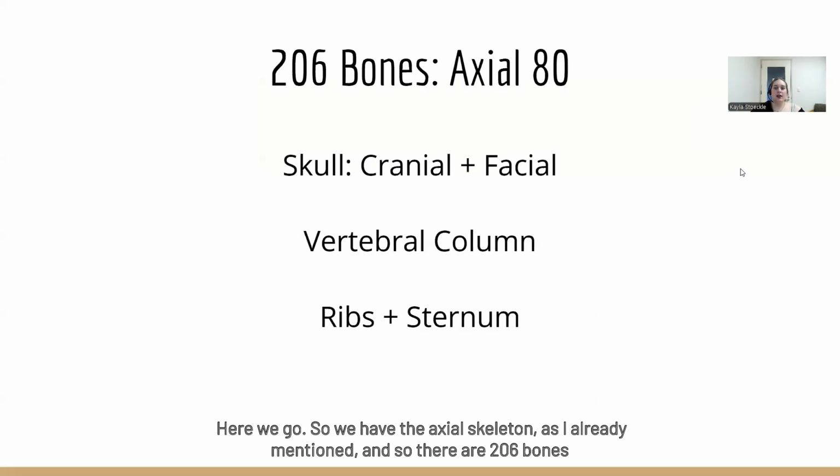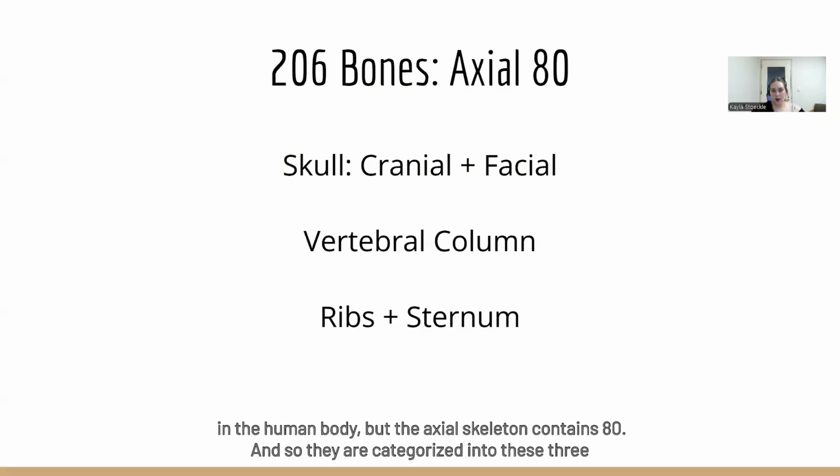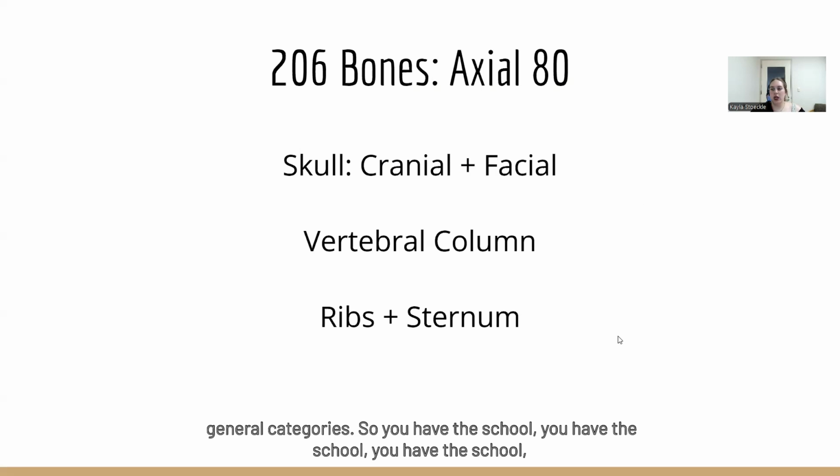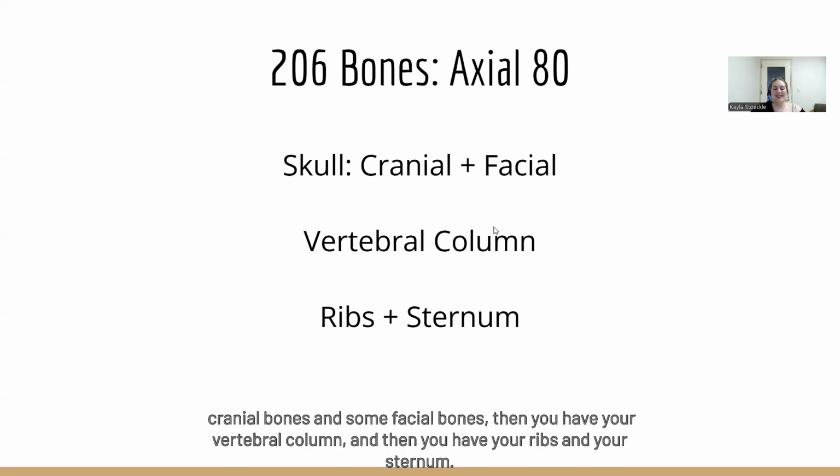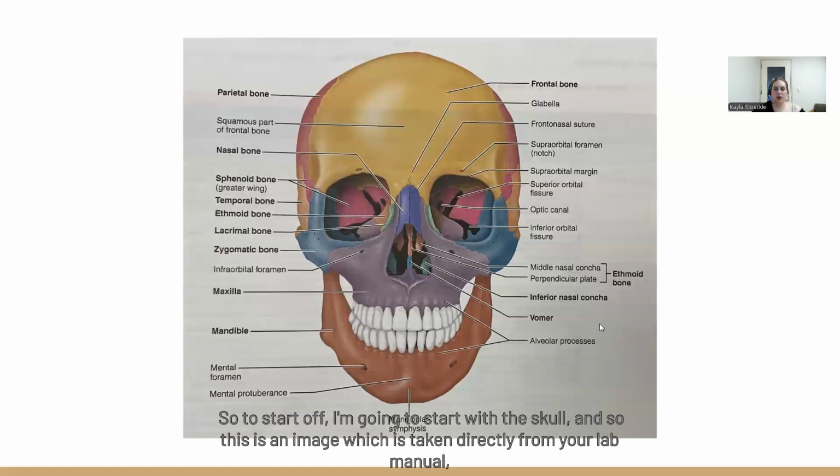And so there are 206 bones in the human body, but the axial skeleton contains 80. And so they are categorized into these three general categories. So you have the skull, you have cranial bones, and some facial bones. Then you have your vertebral column, and then you have your ribs and your sternum. So to start off, I'm going to start with the skull.